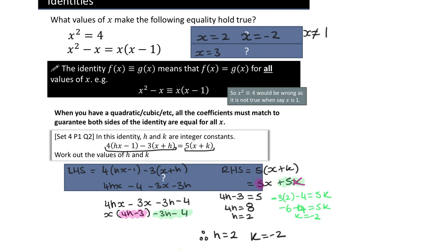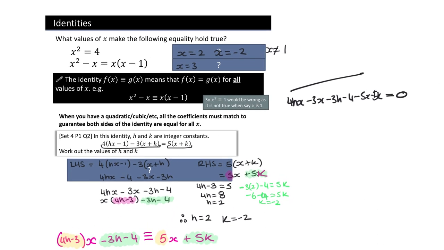Okay, let's say we were to ignore the identity and we use the equal sign like we normally do, where we can move anything to either side of the equation. Okay? So, I would have 4hx minus 3x minus 3h minus 4, and then I would have minus 5x minus 5k equals 0. Well, first of all, I've got x, h and k. I've got three unknowns and nowhere to go. Yeah, it's easier to do the equated coefficients, but the reason why we can equate coefficients is because it is an identity.